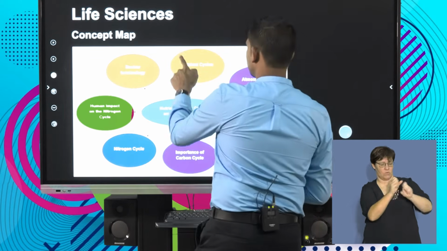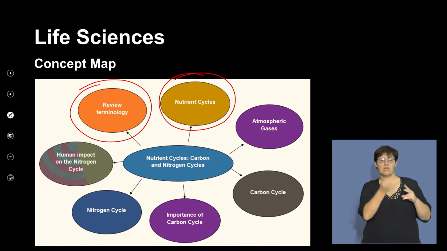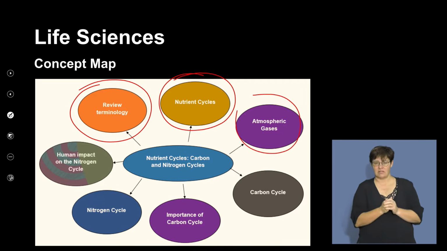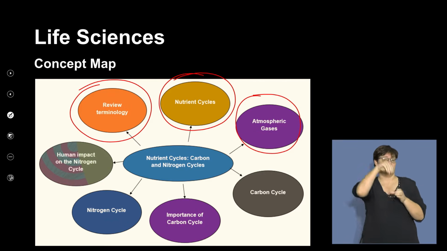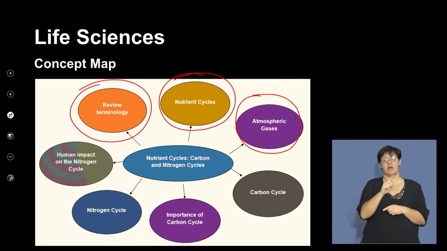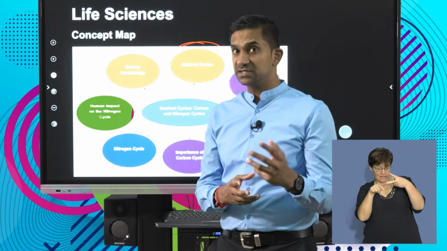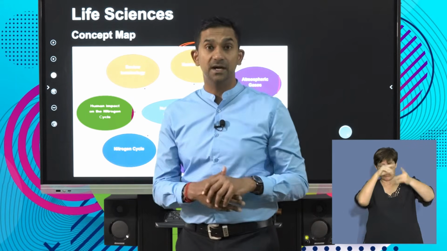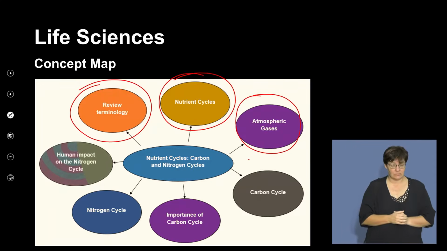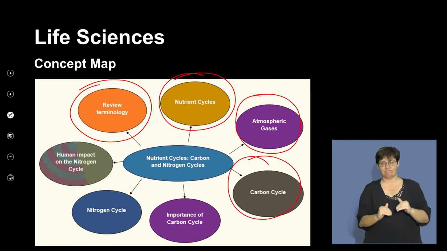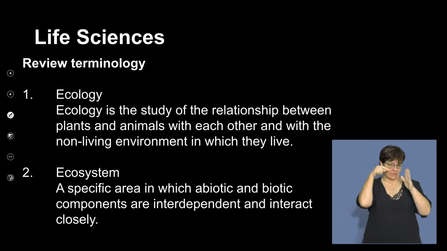We will also spend some time talking about what nutrient cycles are, and then we're going to look at some of the important atmospheric gases, especially when we come to the nitrogen and the carbon cycles. We know that the atmosphere consists of gases, of which nitrogen and carbon are a significant portion. And then we'll get straight into the carbon cycle. So let's look at some terminology that is important.